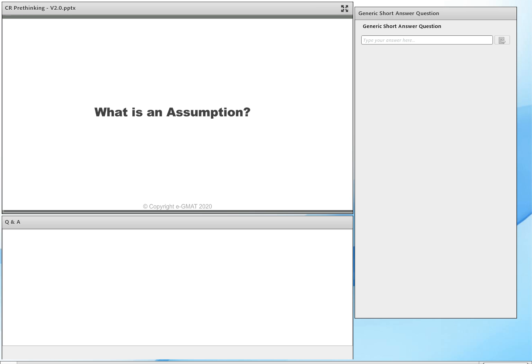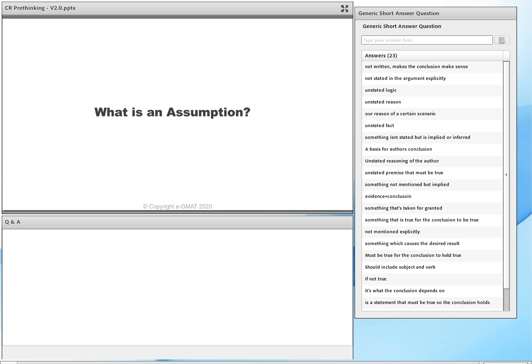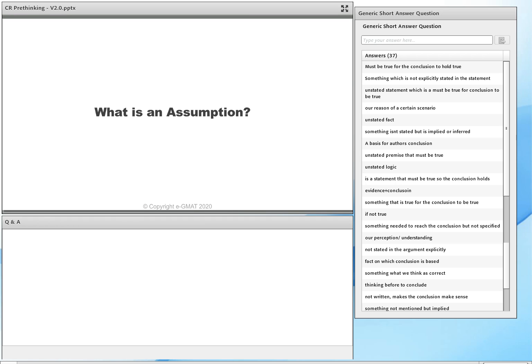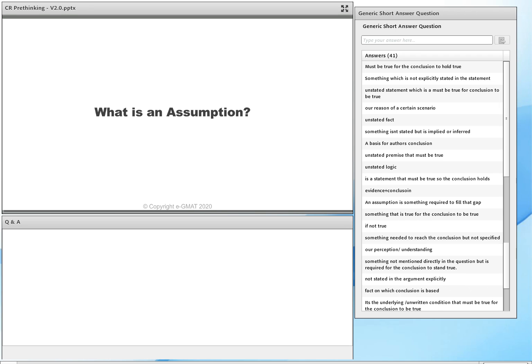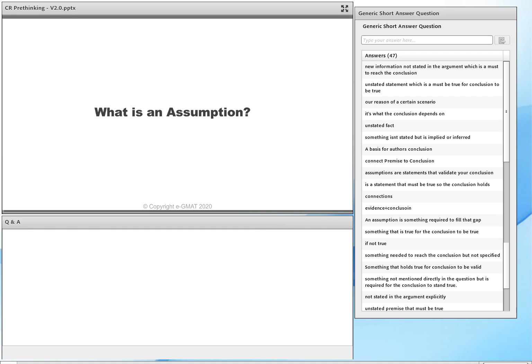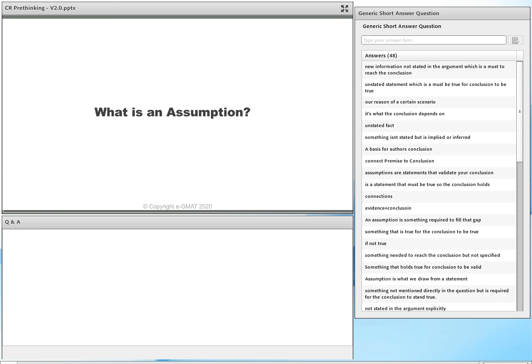Okay, I'm getting some really good answers here. You can continue putting in your answers over here. Now, here we see a bit more variety. A reason of a certain scenario, it is something like a precondition, a fact on which the conclusion is based. An assumption is something that is required to fill that gap. So some of these definitions are not as precise as they need to be, not as precise as the assumption that you guys came up with for the previous exercise. Some of them are really precise.